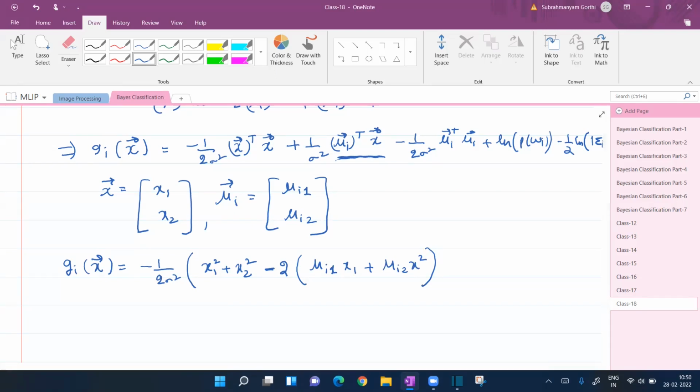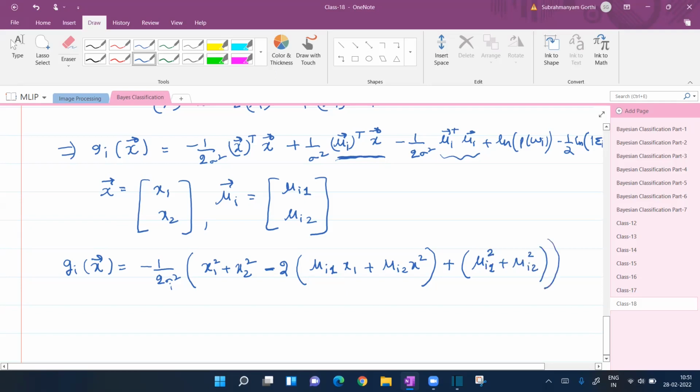Now you tell me for mu I transpose mu I. You apply the same logic there. Okay. This is very simple. You apply the same logic there and tell me what would be the sign, negative or positive? First thing first, positive. Now you tell me mu I transpose times mu I. What is that value? Mu I1 square plus mu I2 square.